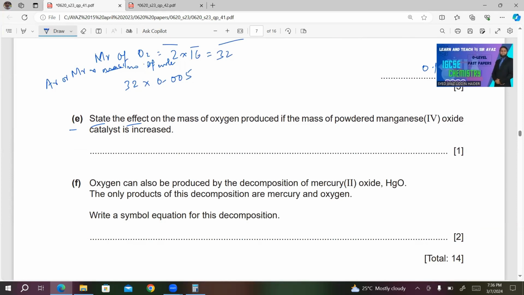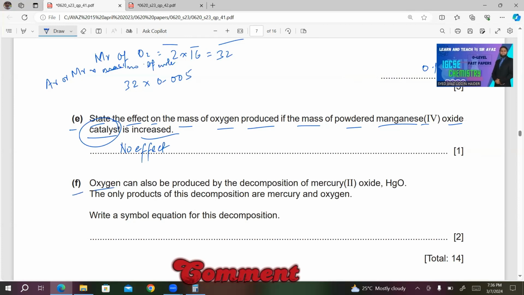E. State the effect on the mass of oxygen produced if the mass of powdered manganese 4 oxide catalyst is increased. It is acting as catalyst, so there will be no effect. Catalysts have no effect on the mass. It just speeds up the reaction.